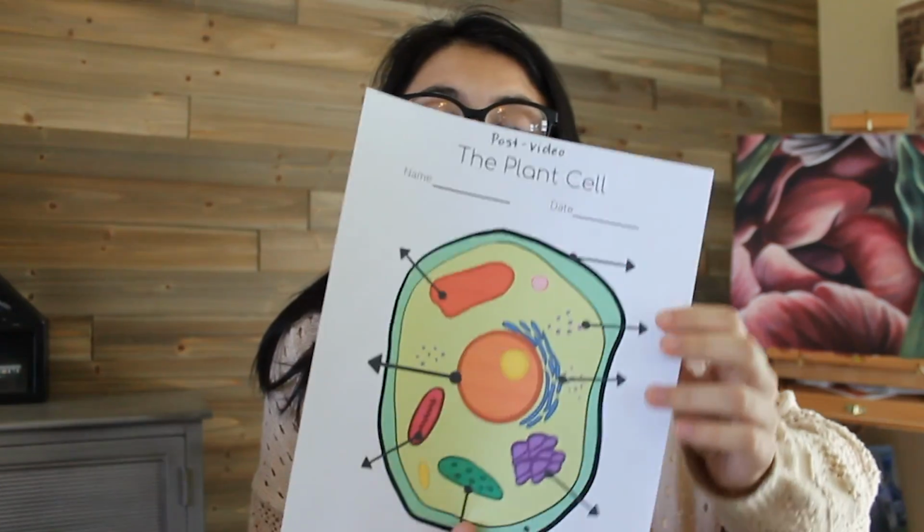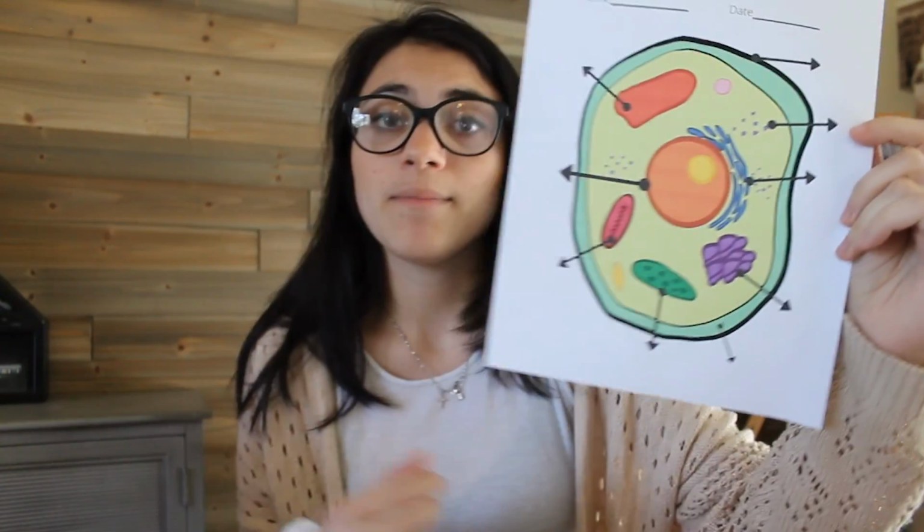So after I ask them to do that, I will have them share a little bit of what they think, and then I would just go right into showing the BrainPOP video. And in the BrainPOP video, it discusses what a cell is, what a plant cell is, what an animal cell is, some of their differences, and it talks about all the structures of a plant cell and an animal cell. So while the video is playing, I will hand out the post-video worksheet. So this is the plant cell worksheet that I made.